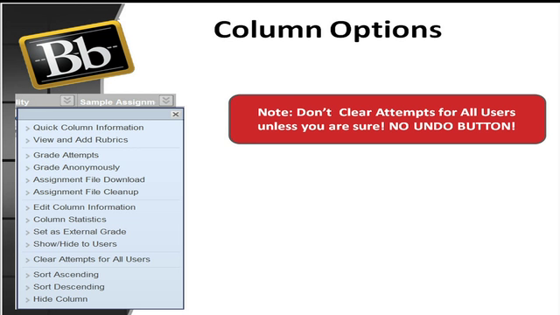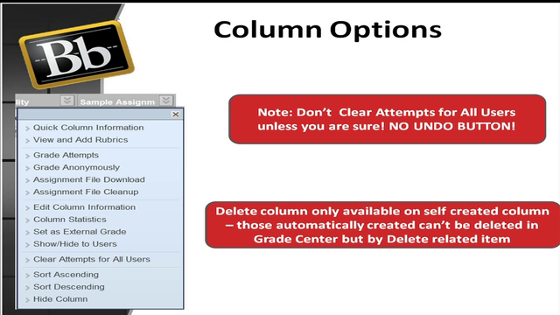Another thing is, you'll see another area called clear attempts for all users. This is depending on the assignment or test. Be aware, once you click that clear attempts for all users and click OK, there is no undo button. They are all gone. They're all cleared. So be sure that you want to do this before you do.